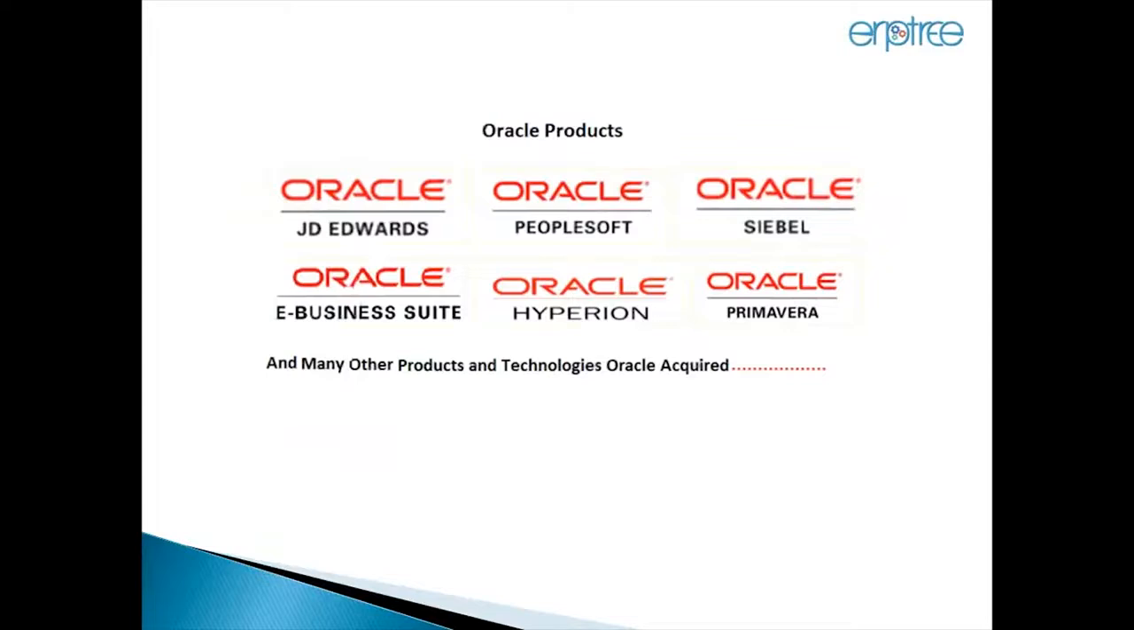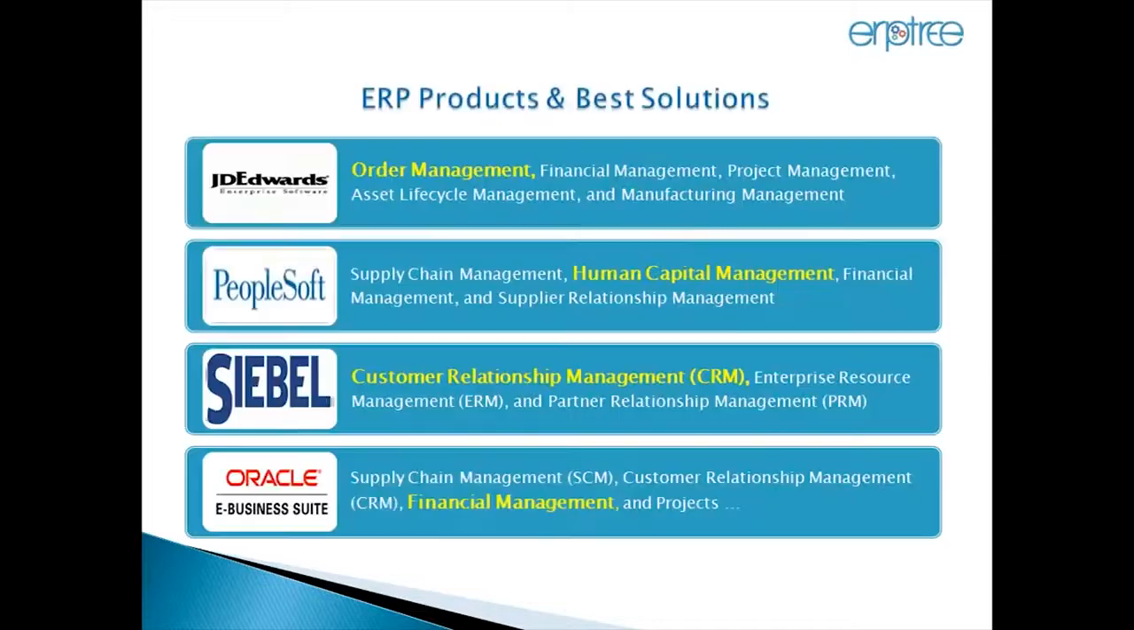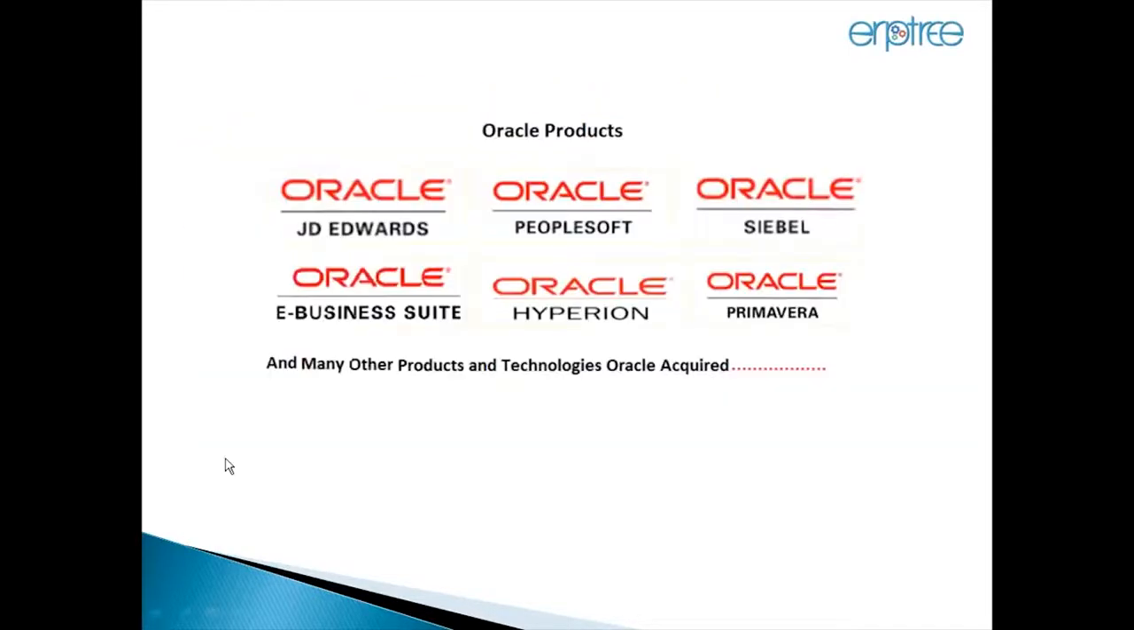Now, when you talk about the current market situation, earlier Oracle owned only one product, Oracle EBS, Oracle E-Business Suite. Later Oracle acquired many other ERP products. Oracle acquired JD Edwards, now Oracle JD Edwards. Oracle also acquired the PeopleSoft ERP product, now Oracle PeopleSoft. In the same way, Oracle acquired Siebel, which we call Oracle Siebel now. And EBS is already owned by Oracle.